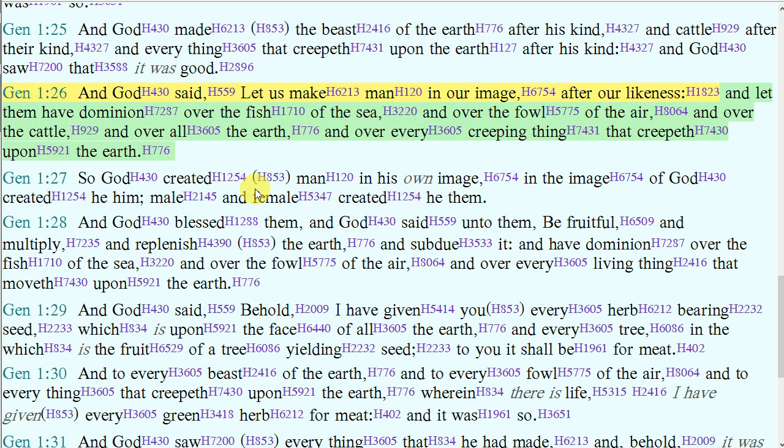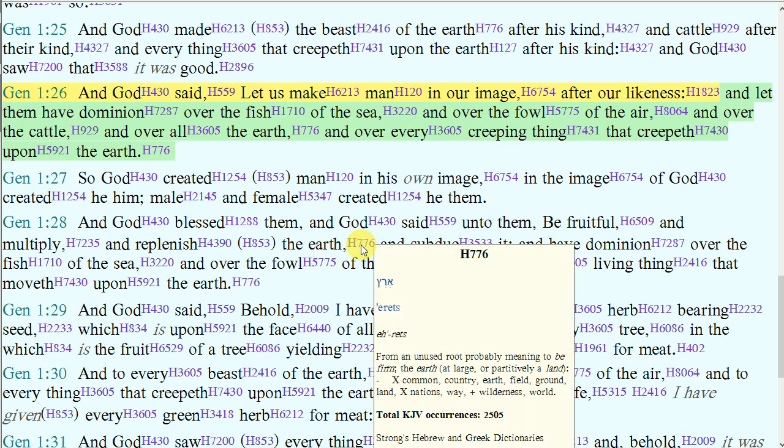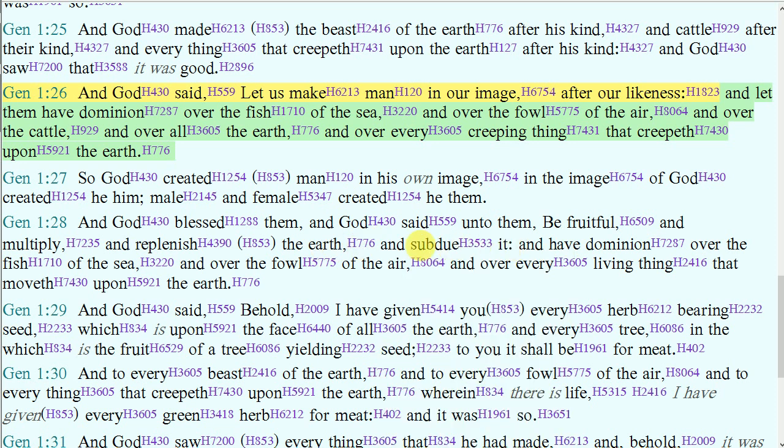So God created man in his own image. In the image of God created he him. Male and female created he them. He could have stopped there, but he said he blessed them. That's the first thing he did. He blessed them and said to them, be fruitful and multiply and replenish the earth. And then what happened? He told them, he made them into the gods that he had established up here. And replenish the earth and subdue it, and have dominion over the fish of the sea, and over the fowl of the air, and over every living thing that moveth upon the earth.